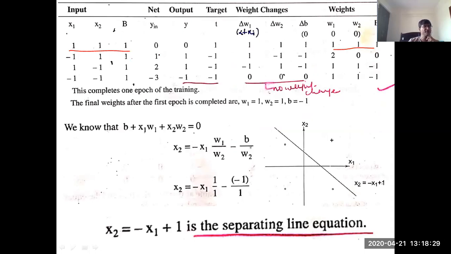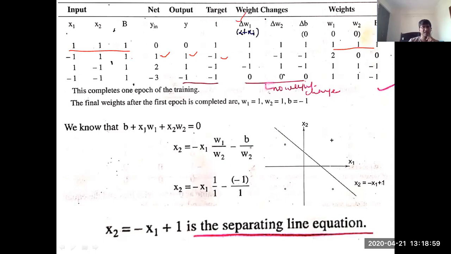If we follow the same scheme that we did earlier, we calculate the net input, which comes out to be 1. Then based on the activation function rule that we defined, the output would be 1. And the target over here is -1. Since the output and the target value are not the same, we calculate the new weights. For calculating the new weights, this is the change in weight.